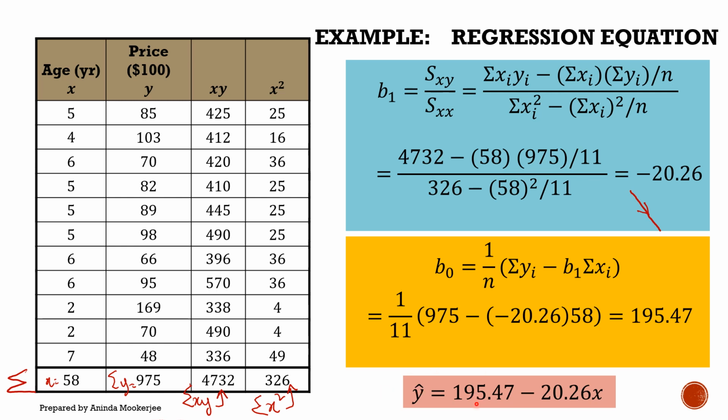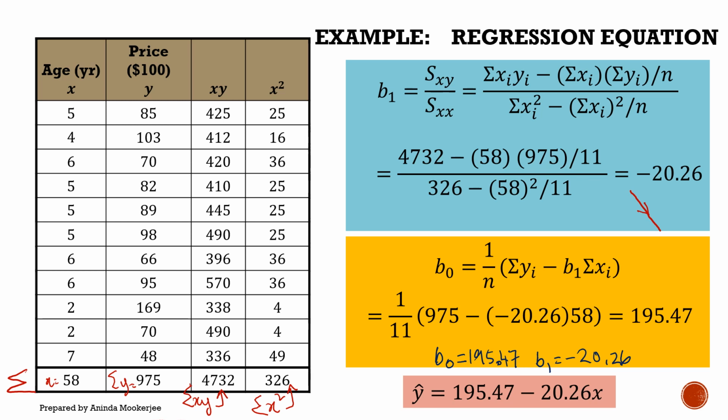So now we can just plug in the values of the intercept and the slope into the form of the regression equation and come up with an equation, which is y hat equals 195.47, which is the y-intercept, minus 20.26x. So our slope b sub 1 is negative 20.26. Our intercept is 195.47. Now, what does this mean?